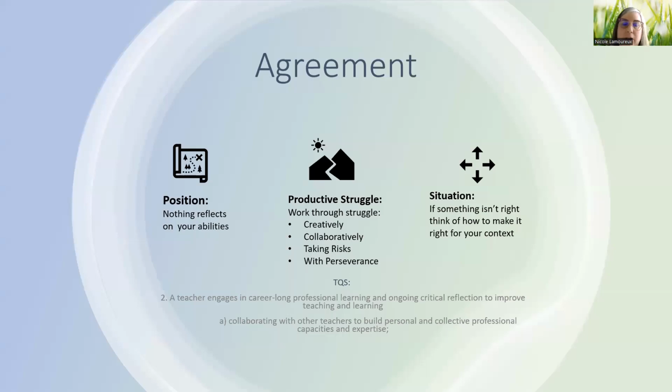So this again is part of your teaching quality standard of collaborating with other teachers to build your personal and collective professional capacity. So yes, there will be breakouts, not a lot, but a little bit for us to process and really understand the science methods at our grade levels.